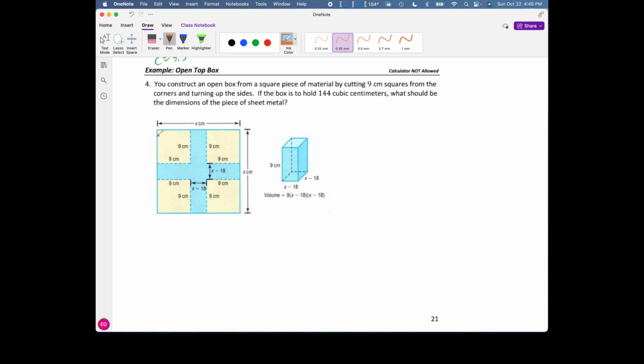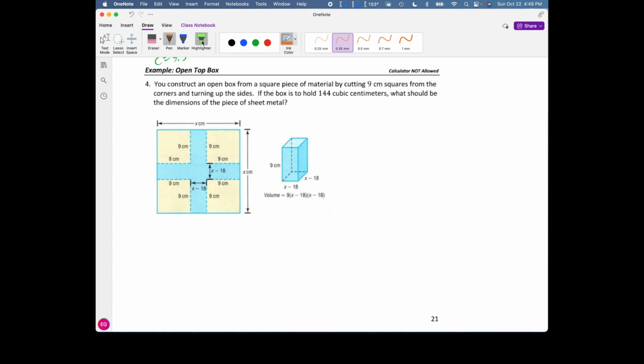So you're going to remove this part here, here, here, here, and here. And then when you fold it up, you should be able to see that it'll create a box that doesn't have a top. Okay, so it has a bottom and it has sides, but it doesn't have a top, so an open top box. For this particular example, we are going to be cutting corners that are 9 centimeter squares. So from all 4 corners, we're cutting 9 centimeter squares. And we want the box to hold 144 cubic centimeters. We're trying to figure out how big should the original piece of paper be.